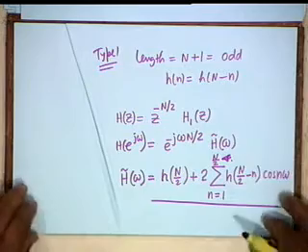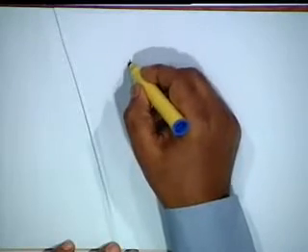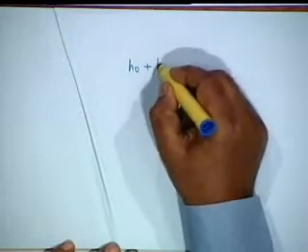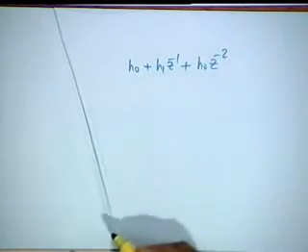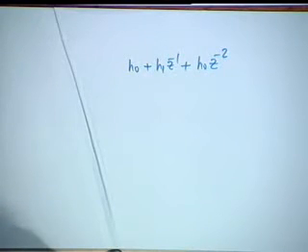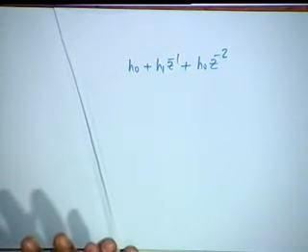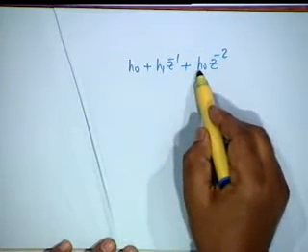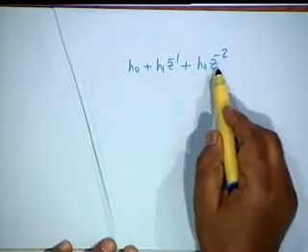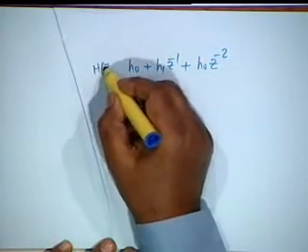The other interesting feature of this function is that, once again, let us take an example. Let us take h naught plus h1 z inverse plus h naught z to the minus 2. What is the length? 3. So, the length is odd. Is it a type 1 filter? Yes, because it is symmetrical and the length is odd. Okay. Suppose this is h of z.